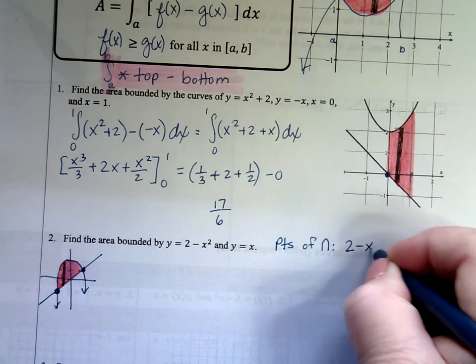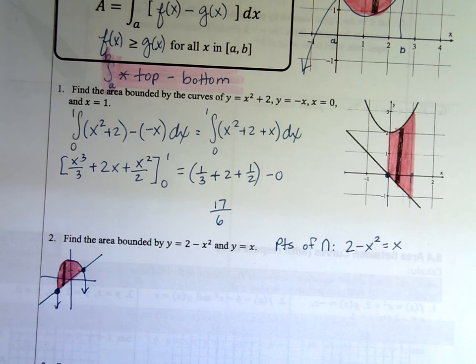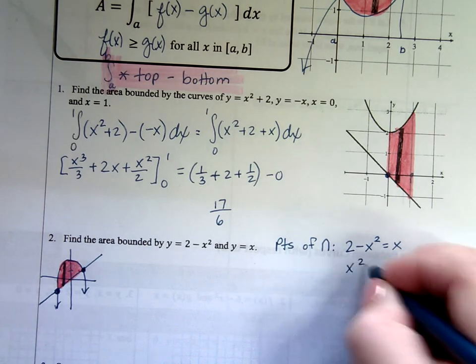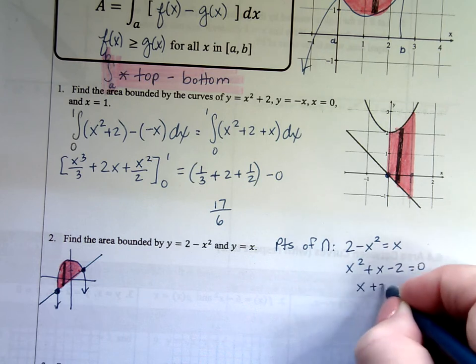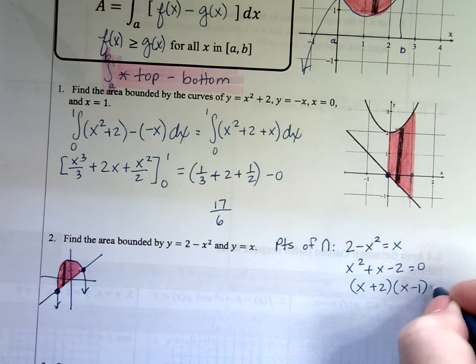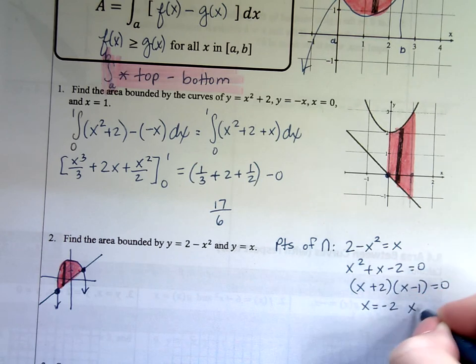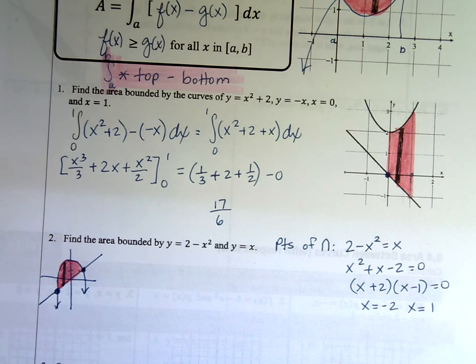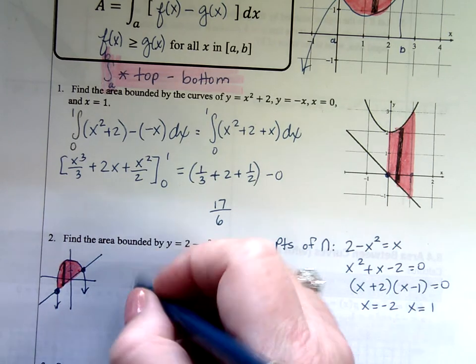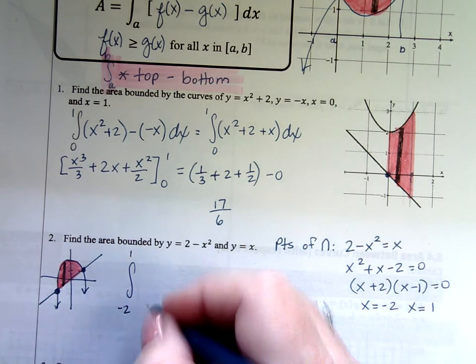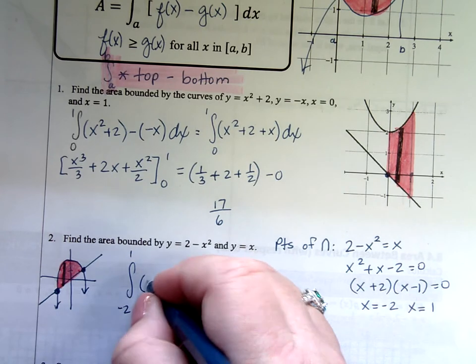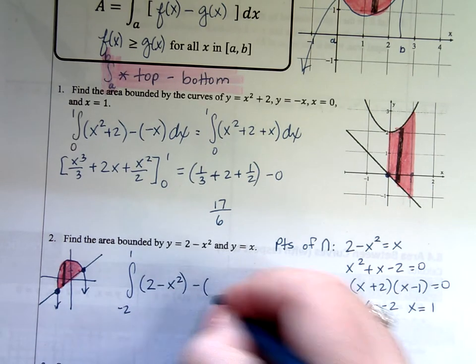So I take 2 minus x squared equals x. Where do they intersect? Well, that's going to give me x squared plus x minus 2. Thankfully it factors. Mr. AP usually gives you something that is factorable. I get x equals negative 2, x equals positive 1. Does that make sense on my graph? Sure it does. I don't necessarily care what the y values are for this. I just need the x's so I can put my bounds together. All right, so it's going negative 2 to 1. The top function is the parabola, 2 minus x squared. The bottom function is the line.